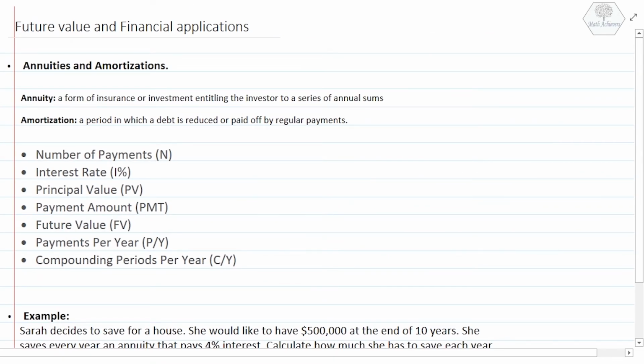Let's now talk about annuities and amortizations. An annuity simply is a form of insurance or investment entitling the investor to a series of annual sums. It means that if you want to invest a certain amount each year, and after 10 years you want to have an increased amount or a leveraged amount, then you must invest in an annuity.